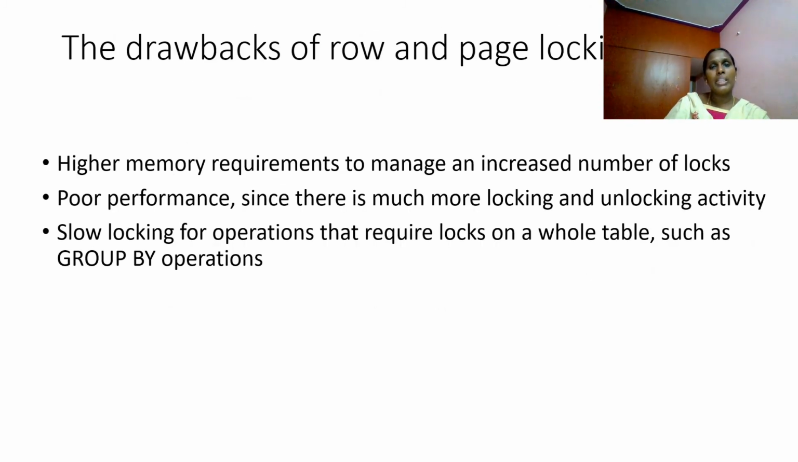Till now, we have seen only the positive side of the locking mechanism. It has negative sides too. These are the drawbacks of row and page locking. One is that it requires higher memory, and you have to manage that too. Then it may give low performance on the process side. It is also slow for operations that require a lock on a whole table, such as group by operations. So these points have to be considered when you are using locks.